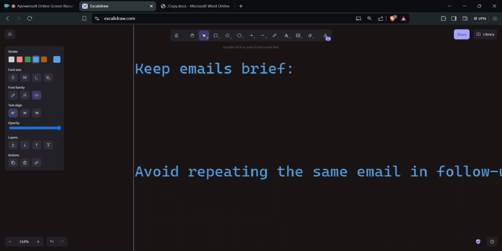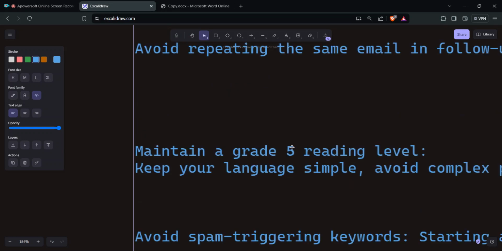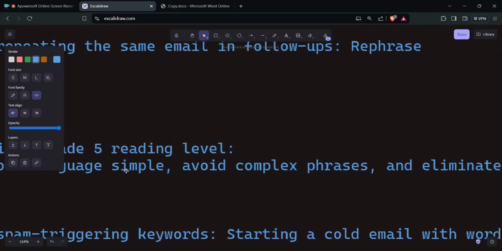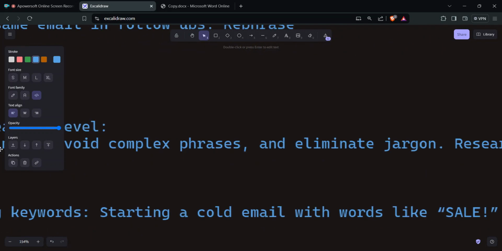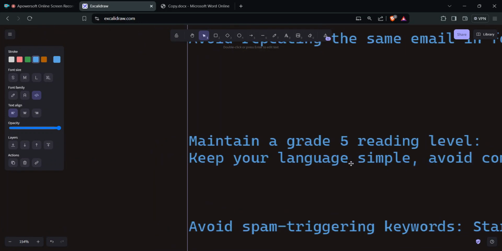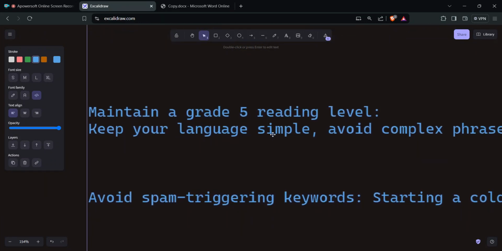to see whether you trigger a reaction. The other thing is maintain a grade 5 reading level. Ensure that your language is super simple. Avoid complex phrases and eliminate jargon by all means. Keep it simple, keep it straightforward.